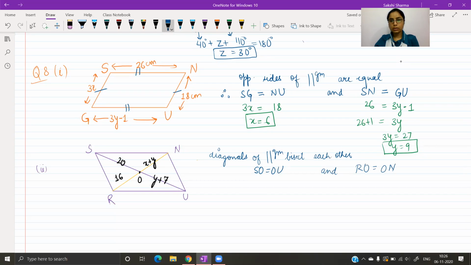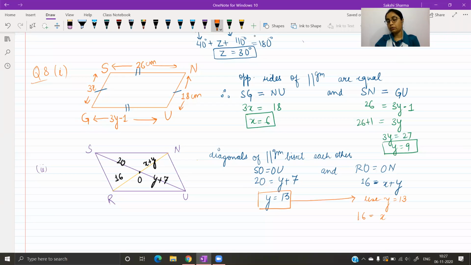So using the values, SO is 20, OU is y plus 7. Solving this, y comes out to be 13. And using now the values for RO and ON, we have 16 equals x plus y. Now in this part, the second one, we have x and y both missing, but I have just calculated the value of y. I will be using that over here. So 16 will be equal to x plus 13. From here, you can find out the value of x.